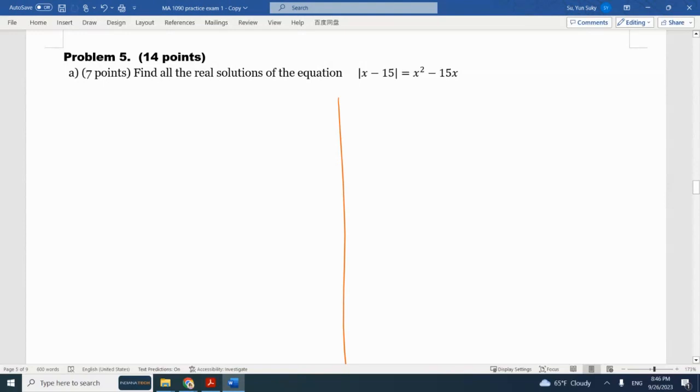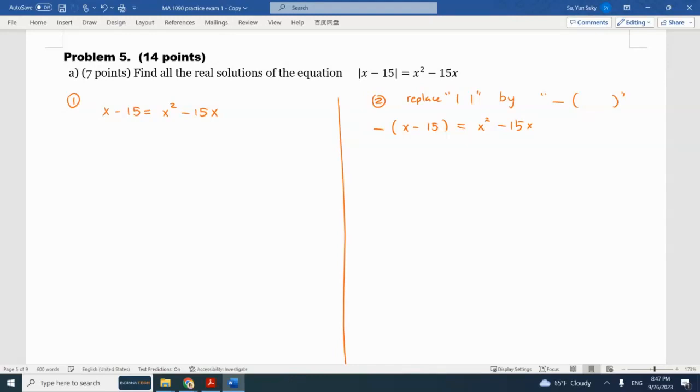You put a line there. On your left part, you just ignore the absolute value. So you get x minus 15 equals x squared minus 15x. And then the second part is you replace the absolute value by minus parentheses, so minus parentheses of x minus 15, that's inside the absolute value, equals x squared minus 15x.